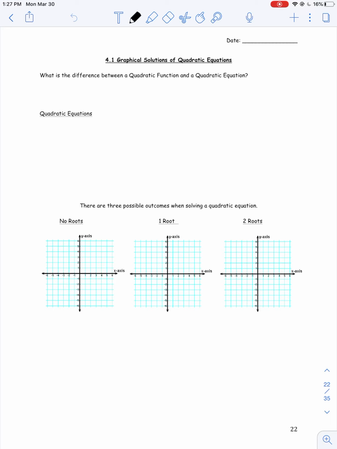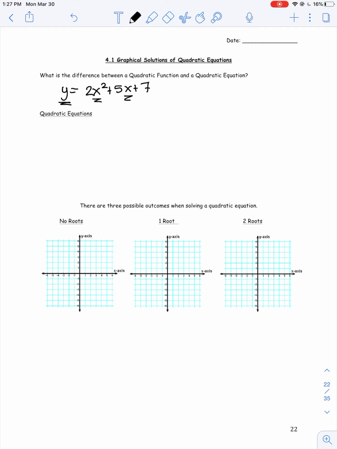Hey Math 20-1 students, we're going to look at lesson 4.1, which is graphical solutions of quadratic functions. In this part of the unit, we're looking at the difference between quadratic functions and quadratic equations. Quadratic functions are written in the form y equals, for example, 2x squared plus 5x plus 7.